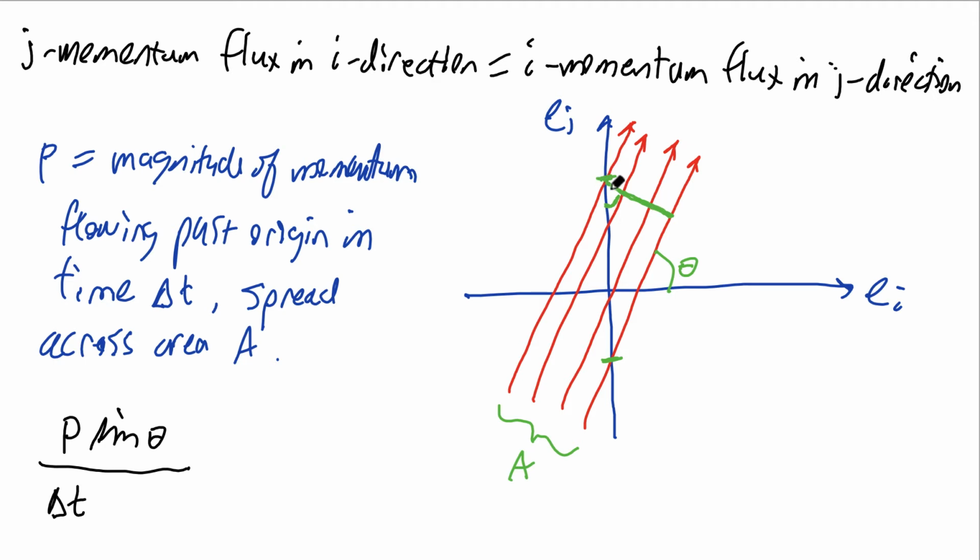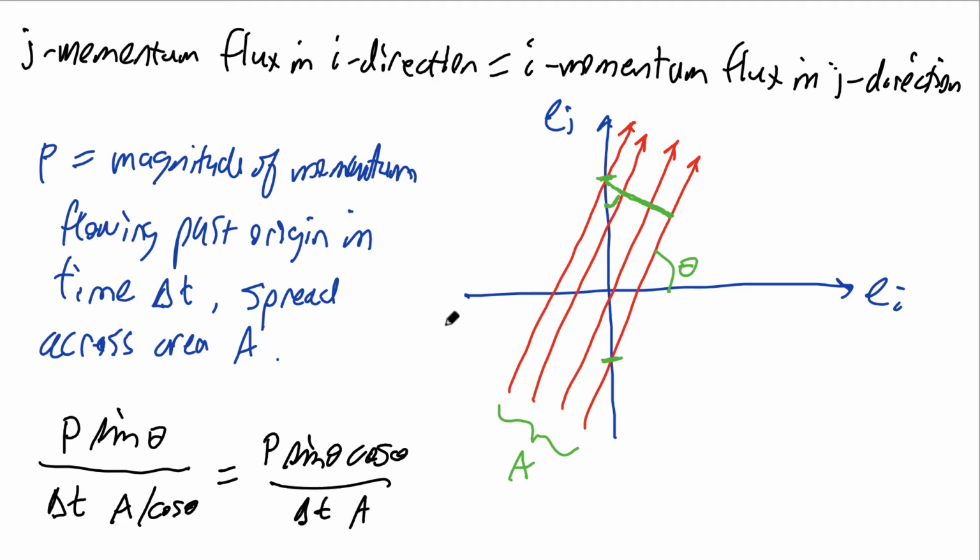So this is the side adjacent to that angle. So the hypotenuse is given by the length of this side, which is the cross-sectional area A, divided by the cosine of theta. So here we have the cross-sectional area A divided by the cosine of theta. So the j momentum flux in the I direction is equal to the total magnitude of momentum times sine theta cosine theta divided by delta t times the cross-sectional area A.